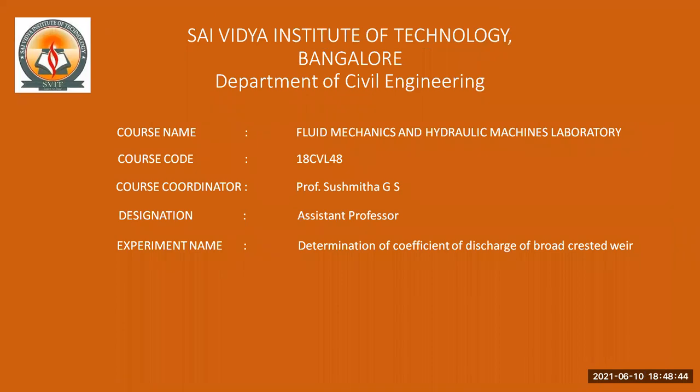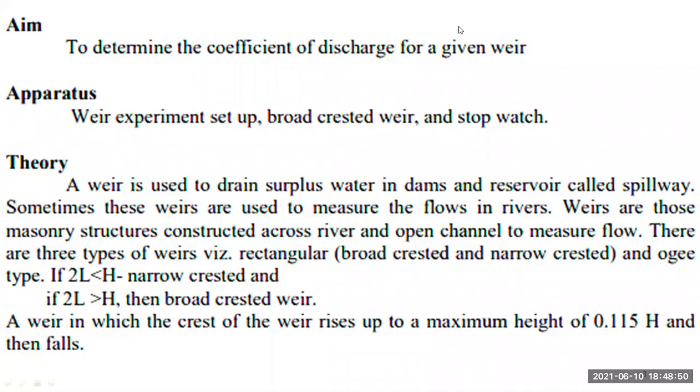Today we are discussing the experiment on determination of coefficient of discharge of a broad crested weir. The aim of the experiment is to determine the coefficient of discharge for a given weir. The apparatus required are a weir experiment setup, a broad crested weir and a stopwatch.